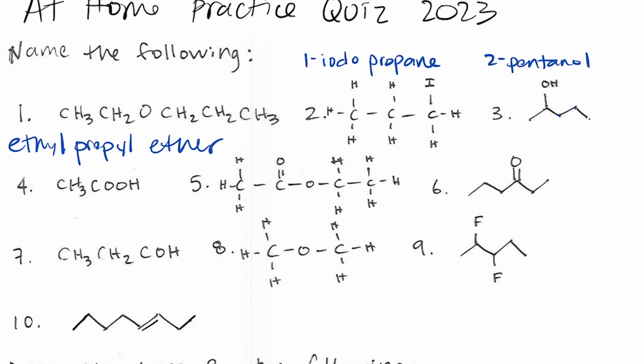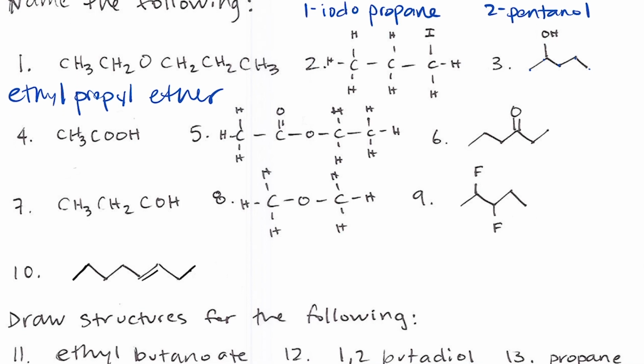Next, we've got a C double bonded to an O with an OH at the end. So that one kind of looks like this if you're paying attention, and that is an organic acid. So for that one, we would say that this is, well, it's acetic acid, but we would say ethanoic acid because it has the two carbons.